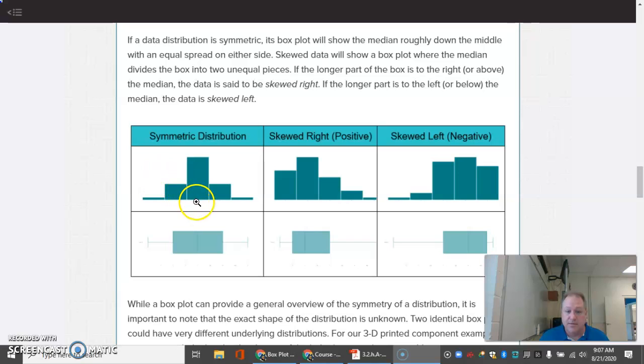That's because the mean or the average is right here, and we have an equal amount of data spread out above and below the mean. We would also call this a normal distribution, and we'll talk more about that later.